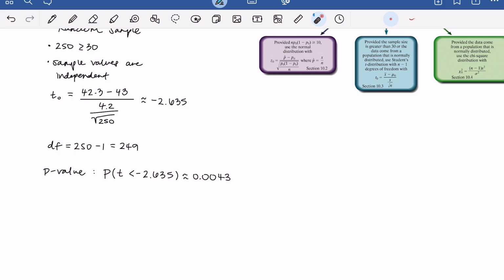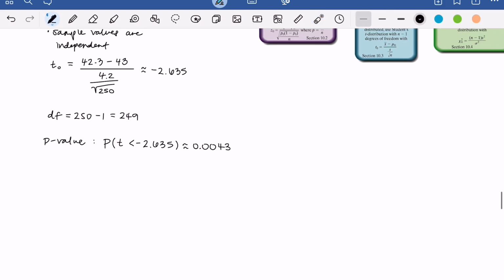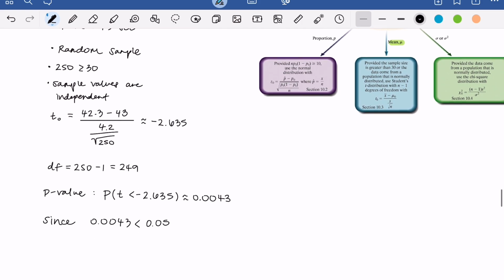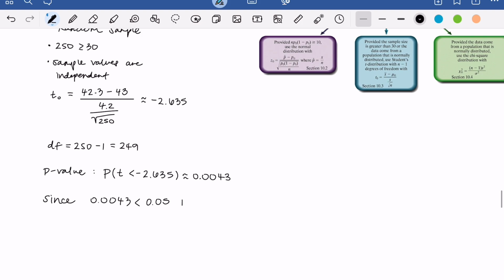Okay, so with that, notice our p-value is 0.0043. Now, this is going to be less than our level of significance that we were given in this problem, 0.05. So in this case, we're going to reject the null hypothesis.